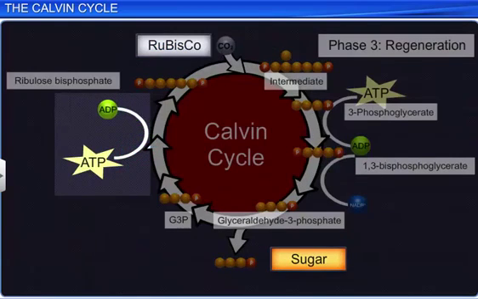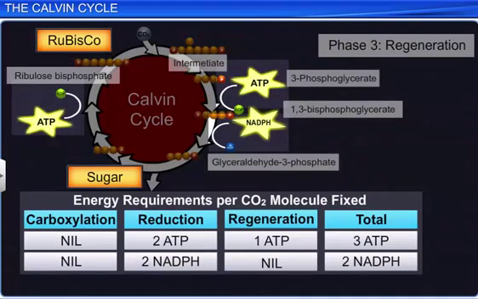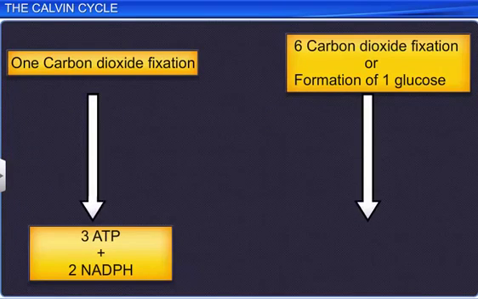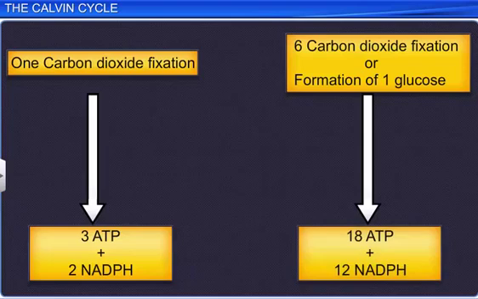In the regeneration phase, 1 ATP molecule is utilized to form 1 RuBP. Hence, during the Calvin cycle, 1 carbon dioxide molecule needs 3 ATP molecules and 2 NADPH molecules for fixation. Therefore, the net utilization of energy for the formation of 1 glucose molecule would be 18 ATP and 12 NADPH molecules.